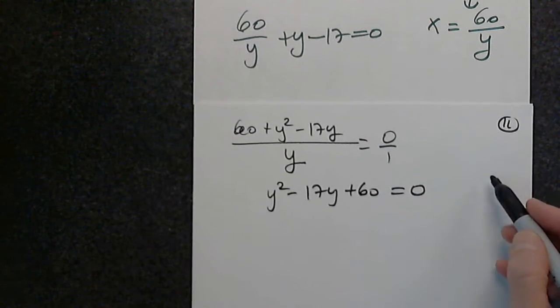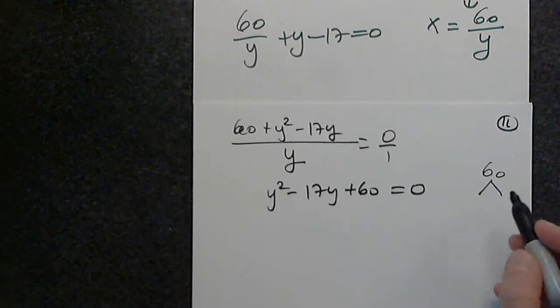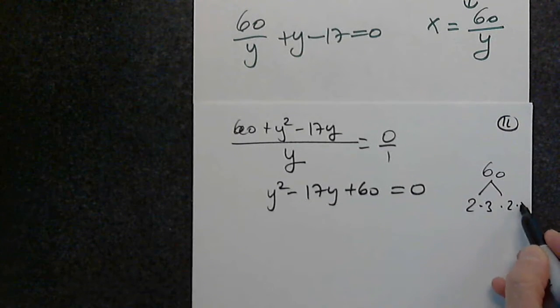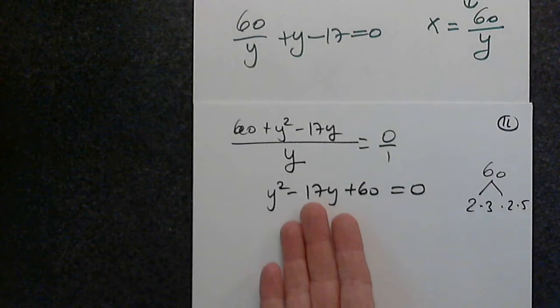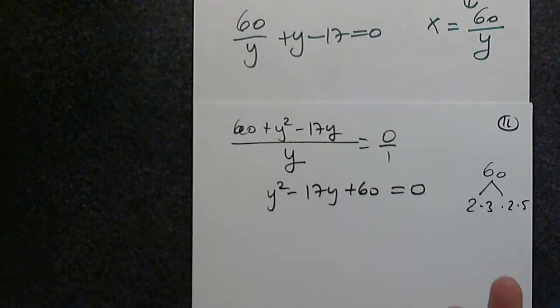So let's see what is 60. 60 is 2 times 3 times 2 times 5. 6 times 5 times 10. If I can get a negative 17 with two negative numbers from here, fine. If not, forget it. Quadratic formula.